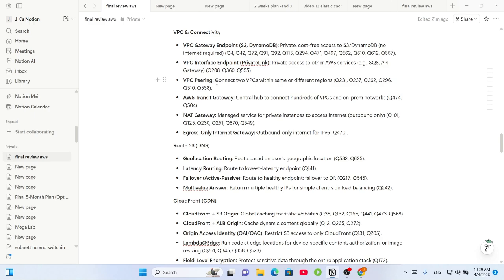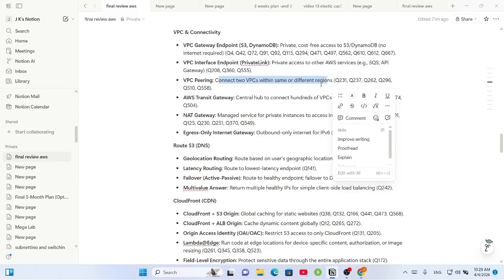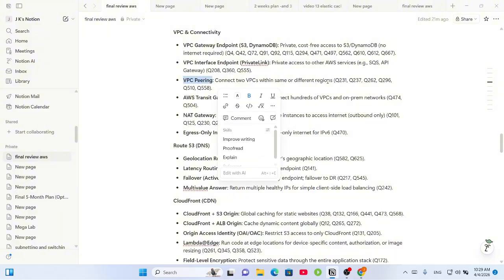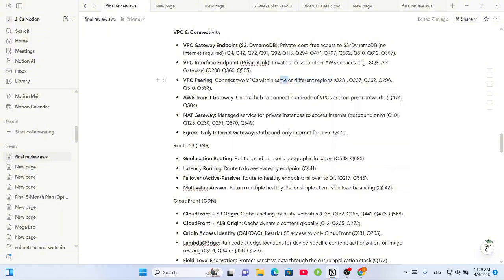VPC peering. This connects VPCs within the same or different regions. Okay, let's say you have two different VPCs on different regions, or it could be the same. It doesn't really matter. But you want to connect them. You want the instances inside these VPCs to communicate with each other. So you can use VPC peering.